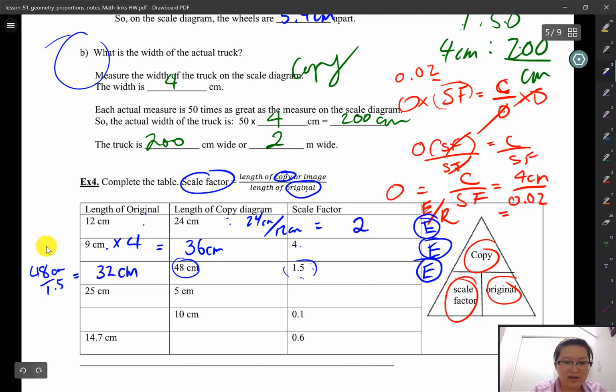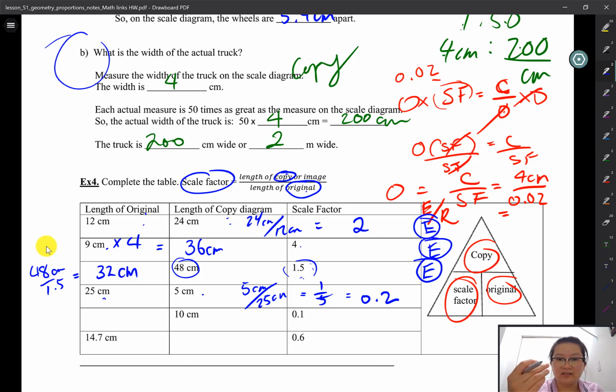Okay. Next one, I have my original, which is 25 centimeters, but my copy, it is smaller. I still take my copy and divide it by my original, which is 25. This is going to give me 1/5 for my scale factor, or 0.2. So since my copy is smaller, I have a scale factor less than 1. This is called a reduction.